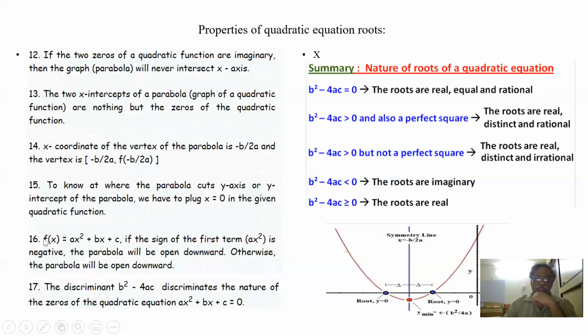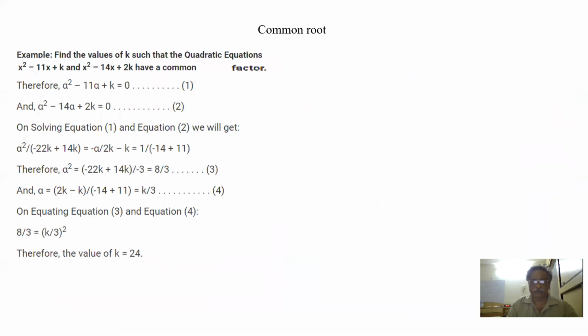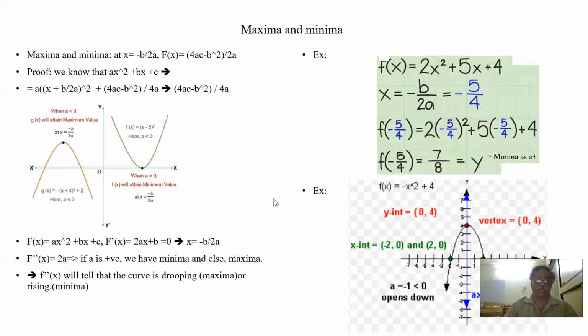If the sign of the first term, a, is negative, suppose the equation is like minus x square plus 2x plus 3, the first term is minus, that means the parabola will be downward. This is an upward parabola for a plus a; for a minus a, it will be downward. We'll see an example for a minus a. These are all plus a examples. This is minus a. See, minus x plus 4 whole square. This is a drooping one. Plus x plus whole square. This is a cup. So in this case we have a minimum. Here in this case we have a maximum.